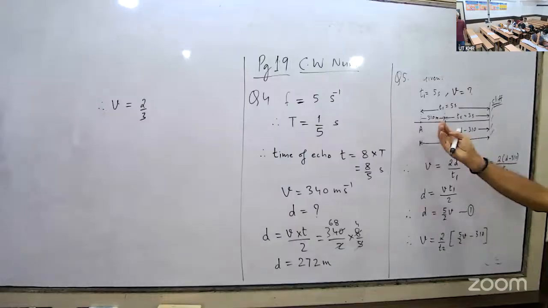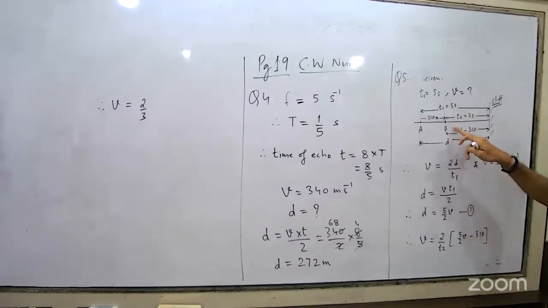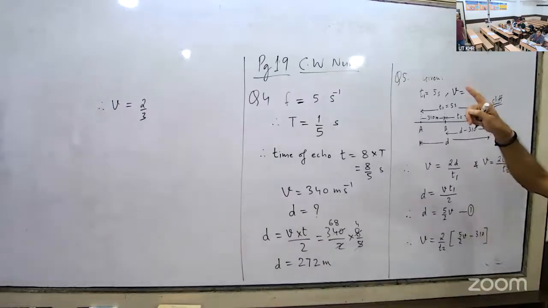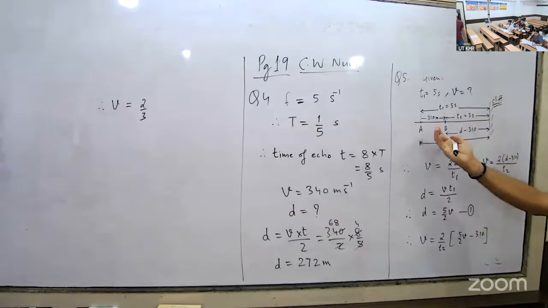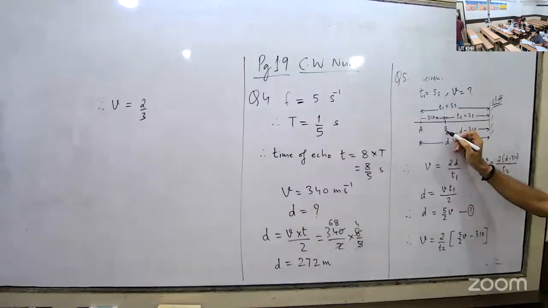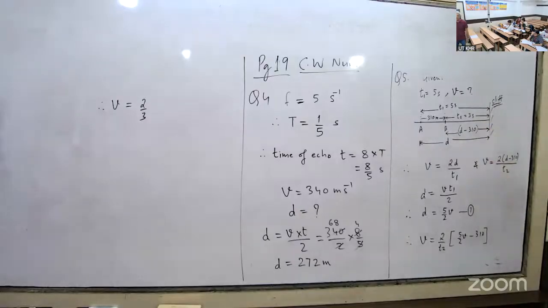You get it? He goes closer to the cliff, and then fires the gun again. This time he hears the echo, obviously in a lesser time, which is 3 seconds. Since he has gone closer to the hill, the distance of his second position is D minus 310. The distance is reduced by 310 meters.